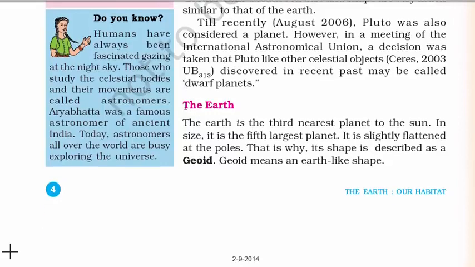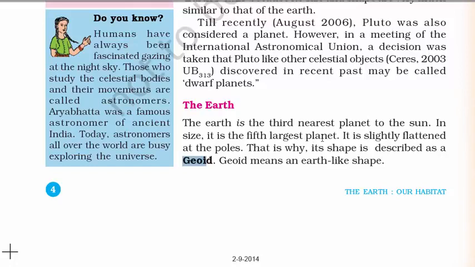Okay. Now let's talk a little bit about Earth. The Earth is the third nearest planet to the Sun. We know that in size it is the fifth largest planet. Remember this, fifth largest planet. It is slightly flattened at the poles. That is why its shape is described as geoid. So if a question is asked, what is the shape of Earth? It's geoid. Geoid means Earth-like shape, which is a little elongated towards the poles, just like a rugby ball.